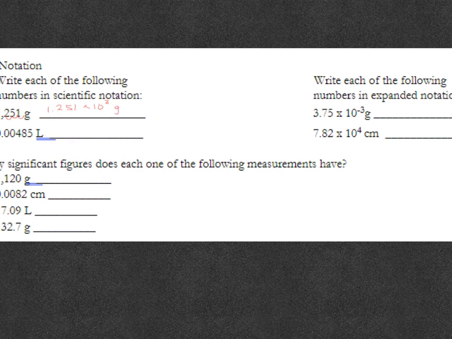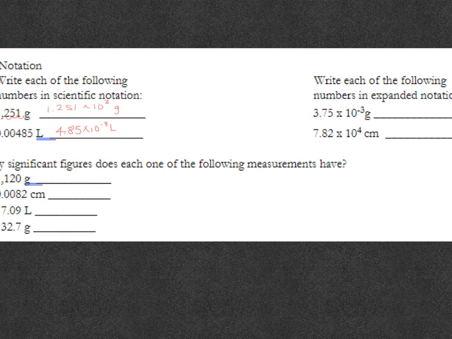And if you're taking a big number and making it into a more manageable number, your exponent's going to be positive. If you have a smaller number, like this next one, you move the decimal over till you have one non-zero digit. So you get 4.85, but now it's times 10 to the negative 3 liters.